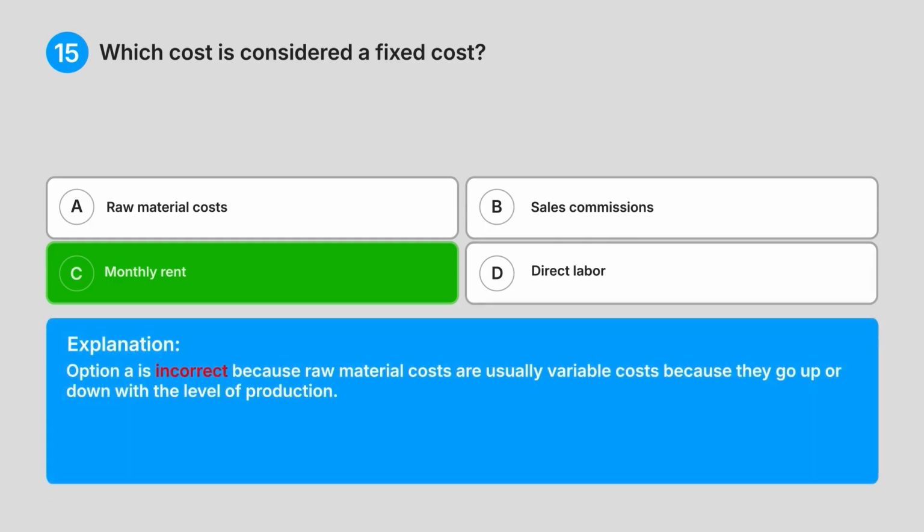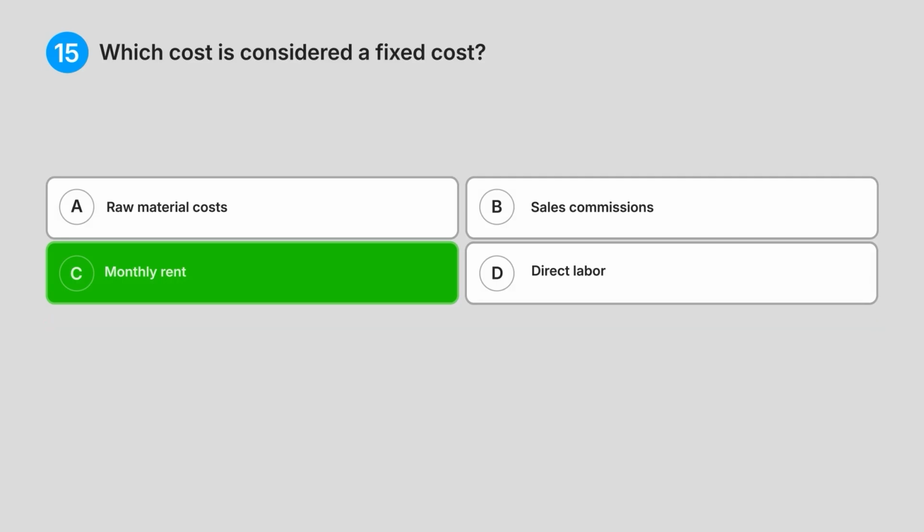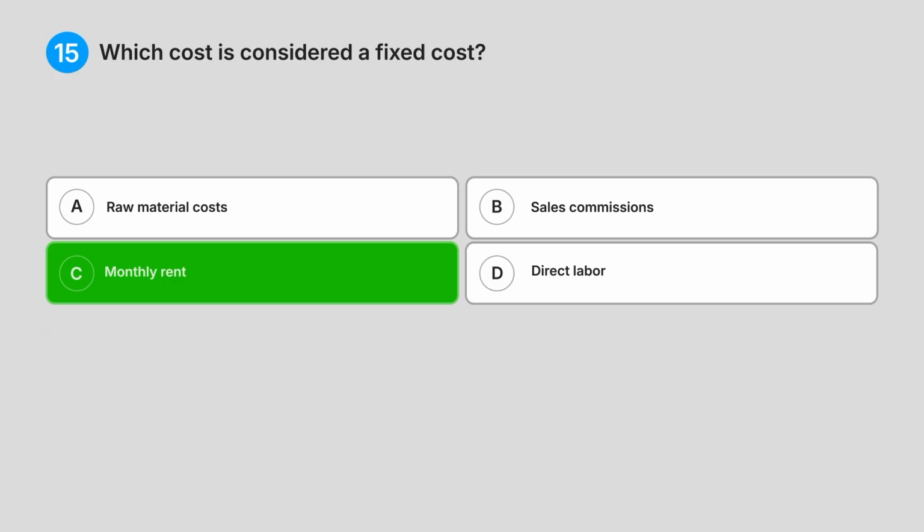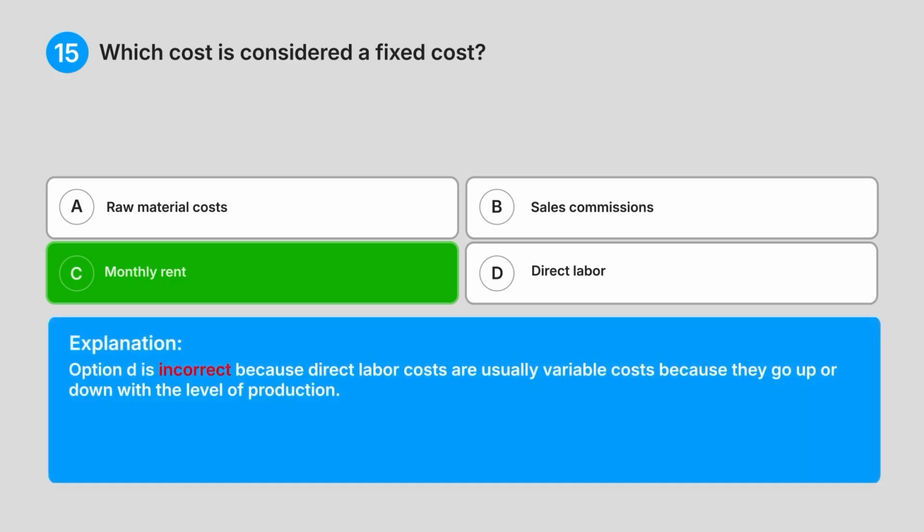Option A is incorrect because raw material costs are usually variable costs because they go up or down with the level of production. Option B is incorrect because sales commissions are usually variable costs because they go up or down with the level of sales. Option D is incorrect because direct labour costs are usually variable costs because they go up or down with the level of production.